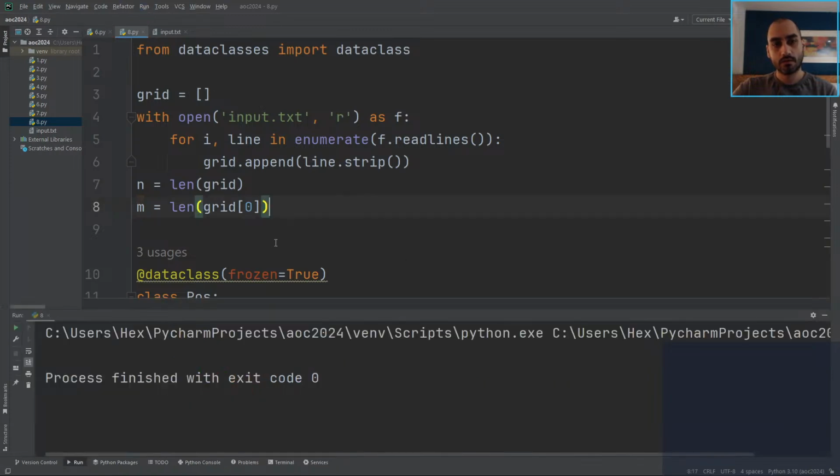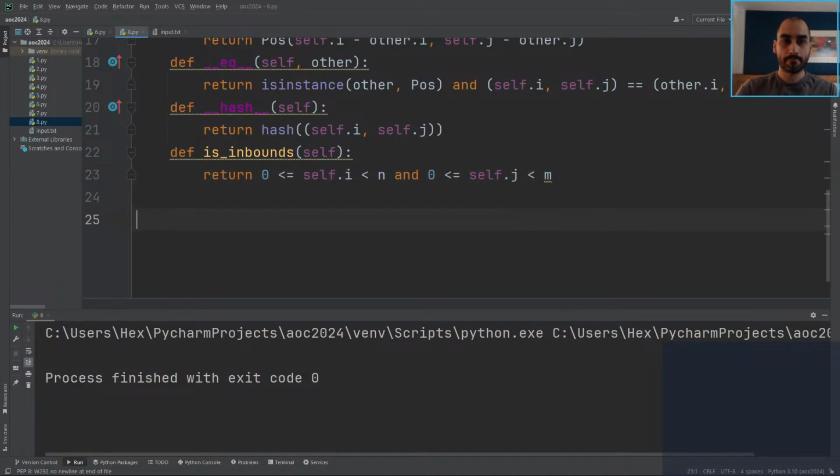Just run that. Alright, so we'll just populate a dict of frequency, like that. We're just going to make a map of a given frequency to the positions where antennas are located.